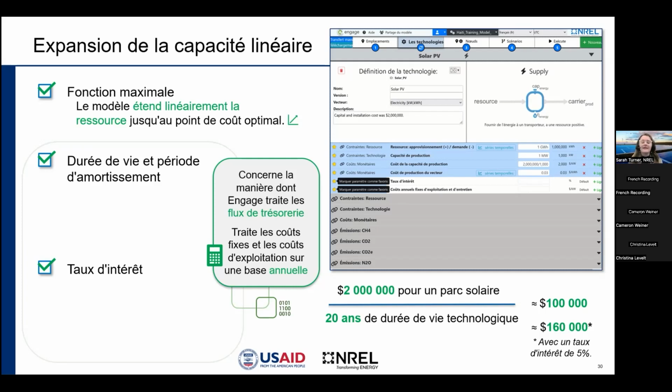Even though an in-depth exploration of energy financing is beyond the scope of this training series, you can certainly see how Engage's capacity expansion parameters can be used to model many real-world conditions that energy providers face when deciding to build new energy systems.